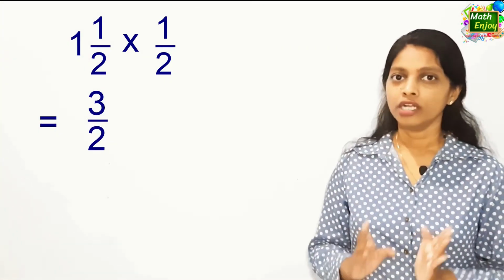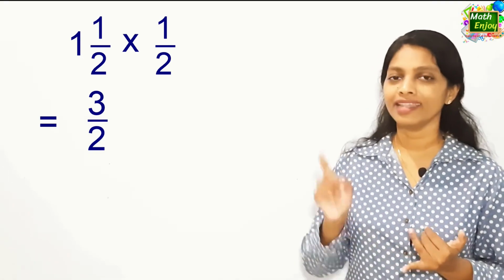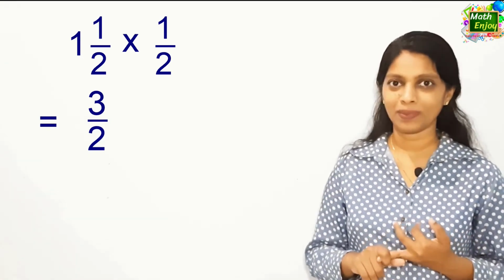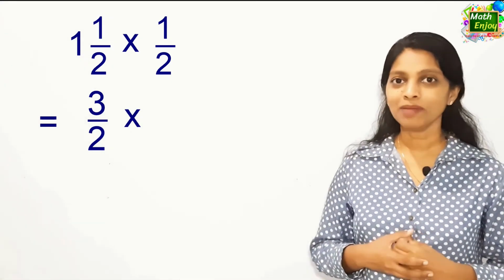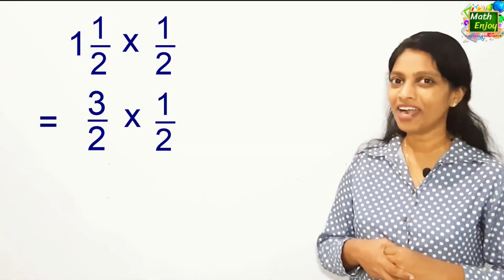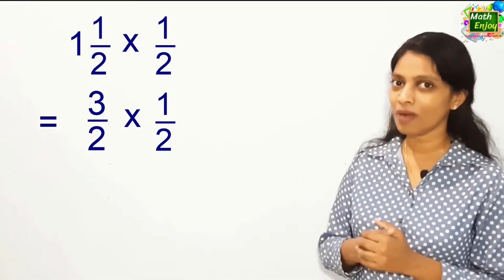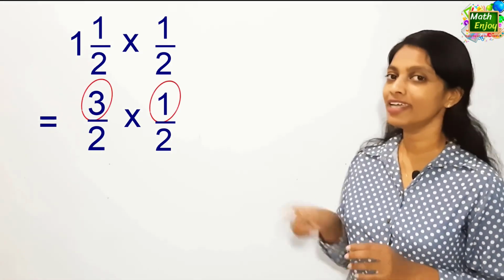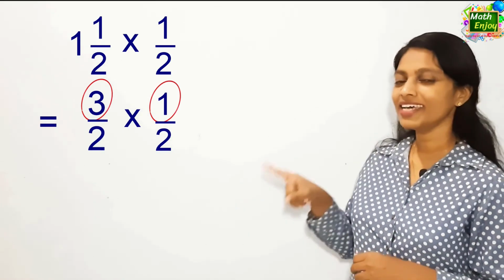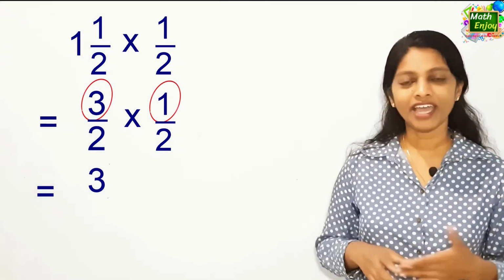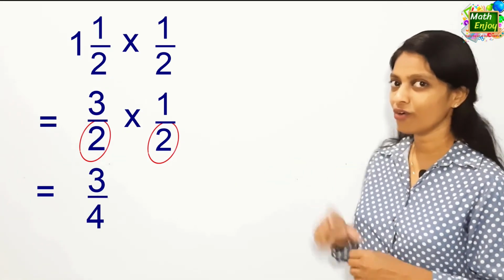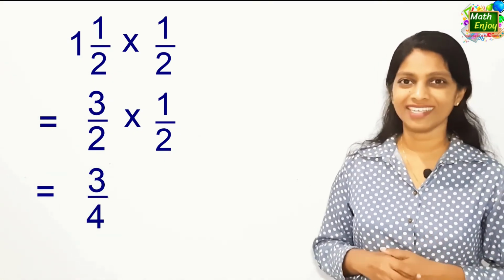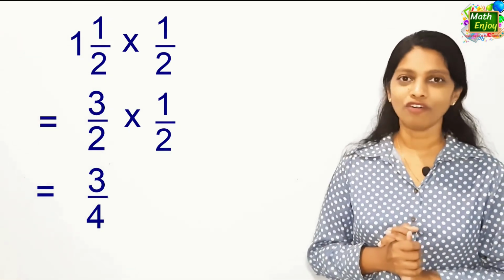Denominator is 2. Denominator of the mixed number and the improper fraction should be the same. Then the improper fraction is 3 over 2. We have to multiply 3 over 2 by 1 over 2. Now you know how to multiply. We have to multiply the numerators together. 3 times 1 is 3. Then we have to multiply denominators together. 2 times 2 is 4. 4 is the denominator of the answer. We got the answer 3 over 4.